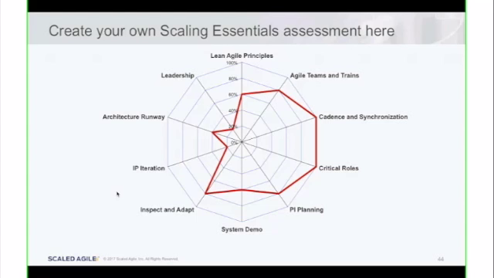This is really good, Armin. Can you talk a little bit about who conducts the assessment and how often they should do it?